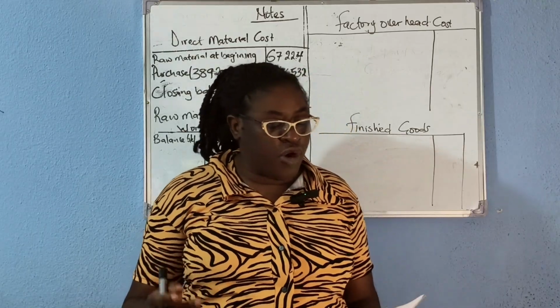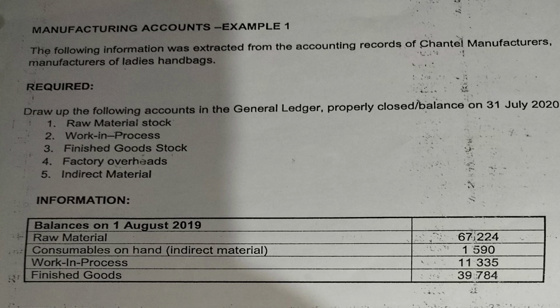I take an example from one of the workbooks. It says the following information was extracted from the accounting records of Chantel, manufacturers of ladies' bags. We are asked to draw the general ledger, but as I told you, we are going to be looking at the notes: the direct material cost, the work in progress, the finished goods, as well as the factory overhead cost, and also the indirect material.